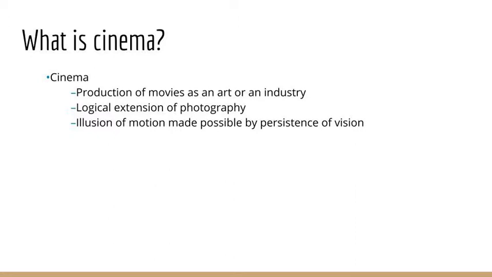So, cinema is the production of movies as an art or an industry. It's the logical extension of photography, and it's basically an illusion of motion made possible by the persistence of vision. Seeing lots of still images over a quick amount of time makes us able to connect the dots and see it as a moving image in our minds.